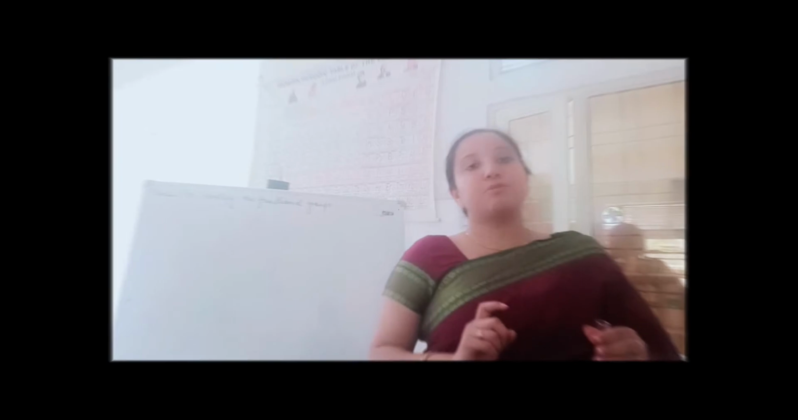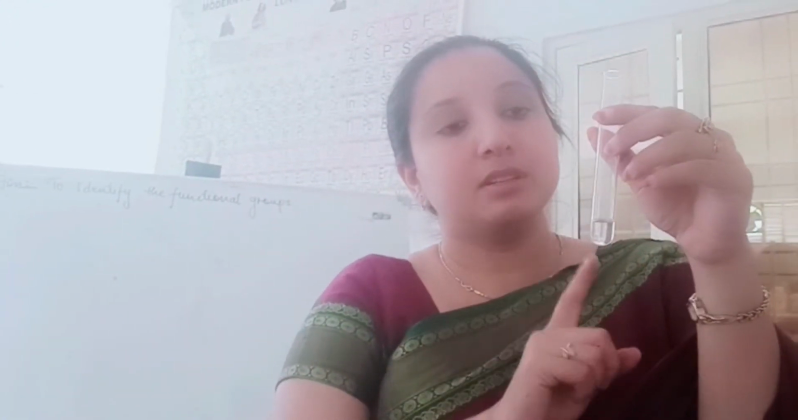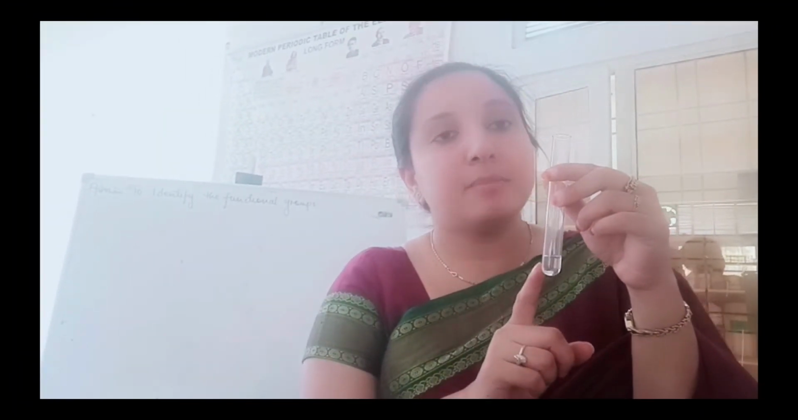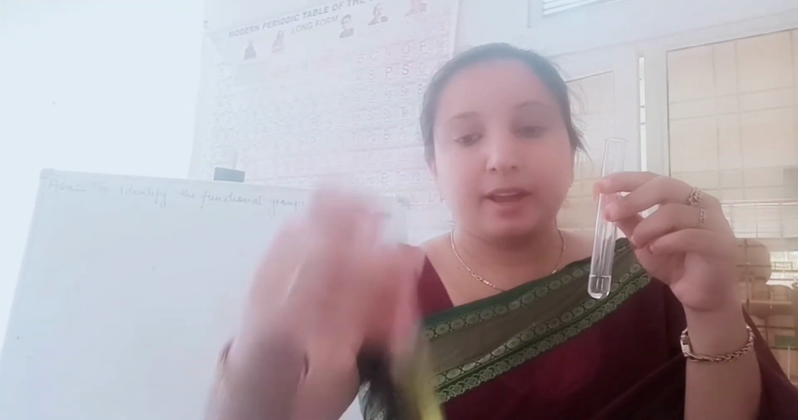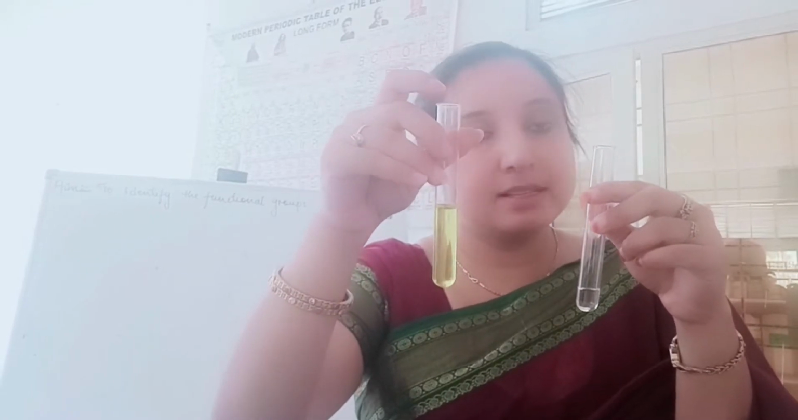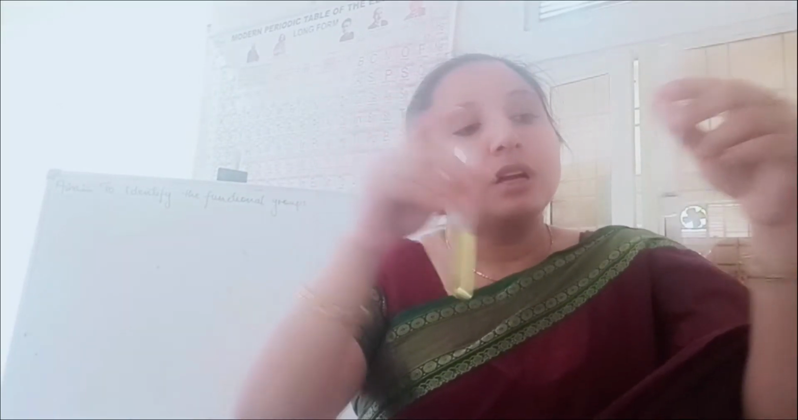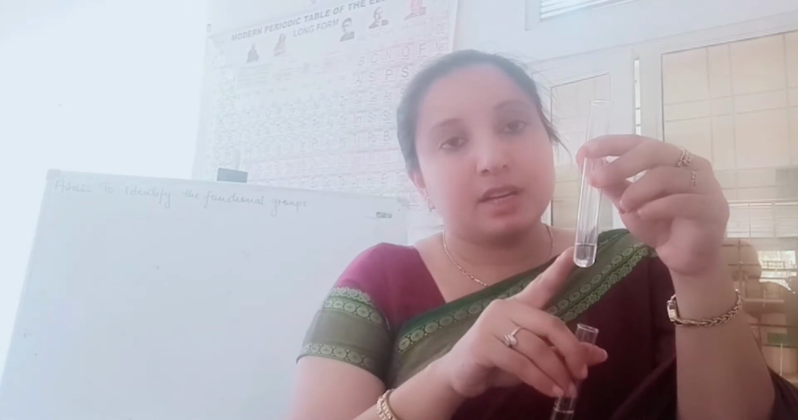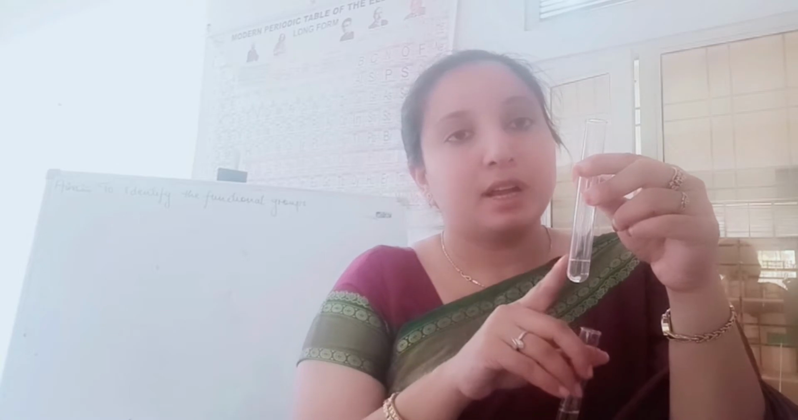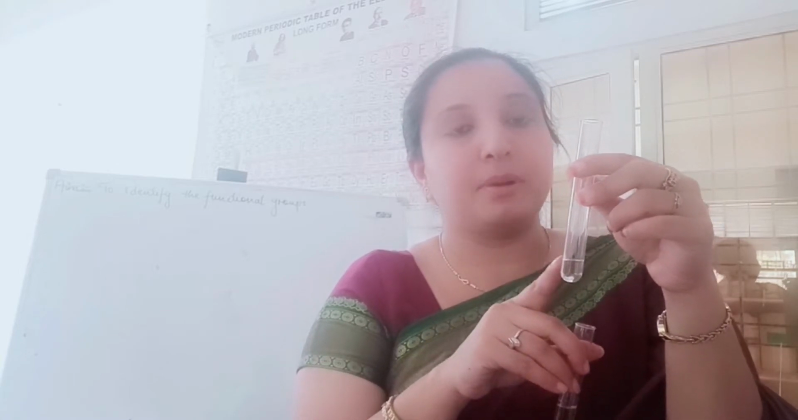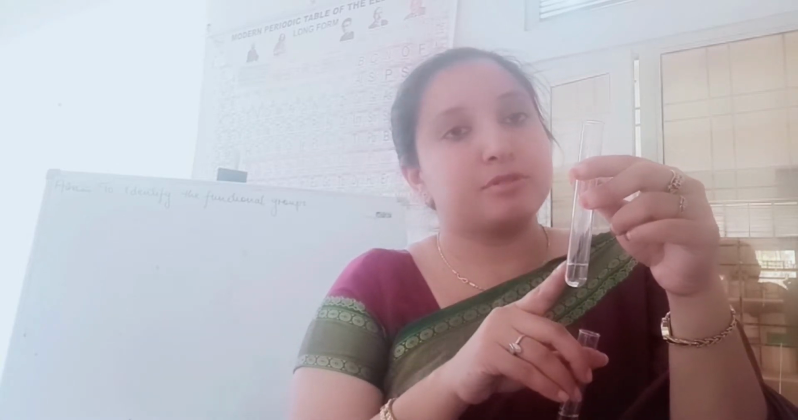Now what is the next test for the identification of the alcoholic group? Again, I have taken a sample over here. My next test is the ceric ammonium nitrate test. I have made a solution of ceric ammonium nitrate. Upon putting the ceric ammonium nitrate in this sample of the organic compound, if a pink or red color appears, then it means there is the presence of the alcoholic group. So let's observe.